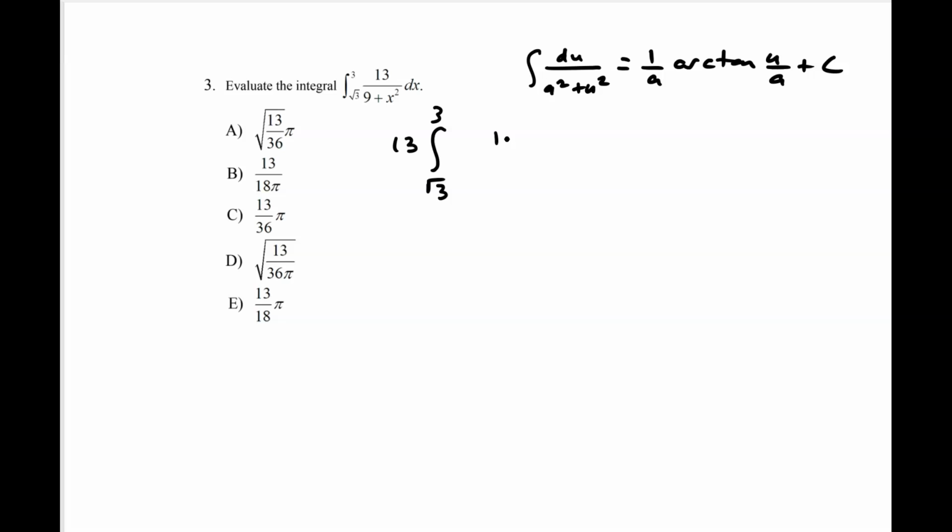So I'm going to start like this with the original problem. If I do start like that, then I'd say, okay, it looks like my a squared is 9, so a is equal to 3. And it looks like my u squared is equal to x squared, so u is equal to x, which means du is just going to be dx. And so this problem becomes 13 times the integral.